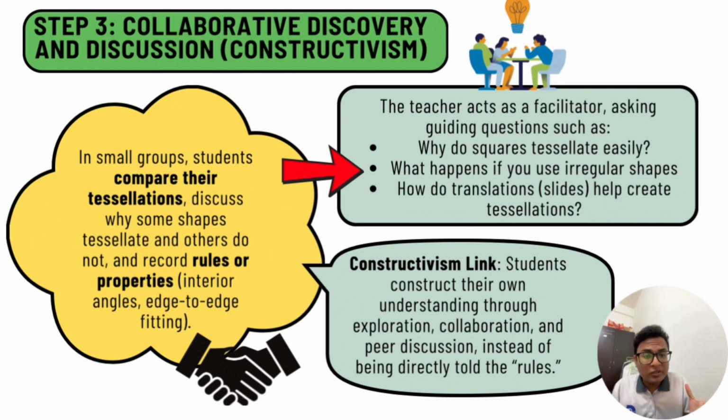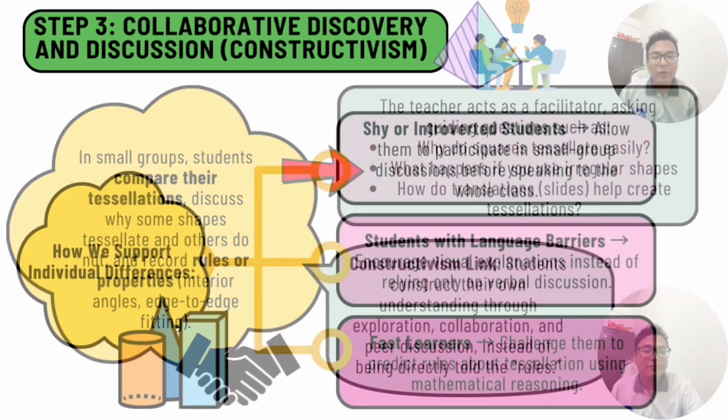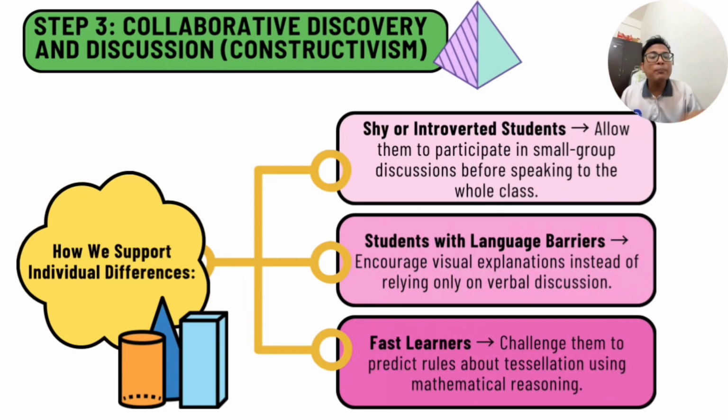So where does the constructivism happen? The constructivism happens when the students construct their own understanding through exploration and collaboration, from group discussion and peer discussion, instead of being directly told the rules by the teacher. Alright, from this step 3, how do we support the individual differences? First one, shy or introvert students.